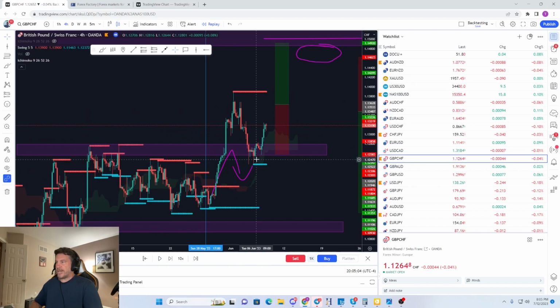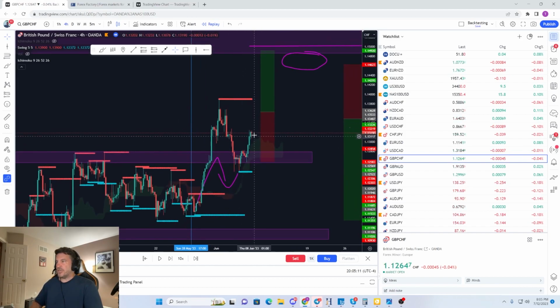So price retests this here now. If you are a break and retest trader, where price pushes through a level, comes back and retests, how would you know you might enter long? And I already have it marked off here so you can see it.